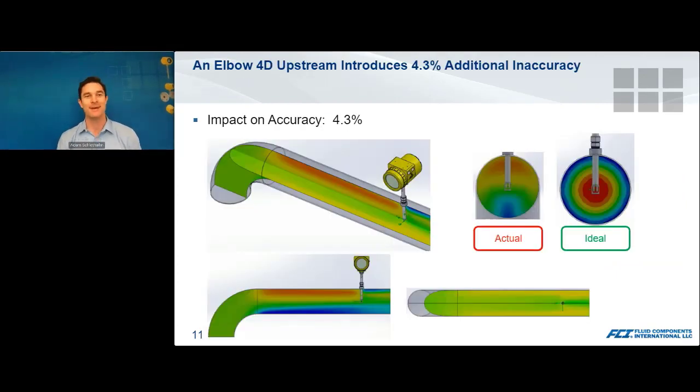So going back to CFD, a very common scenario here, we have a 90-degree in-plane elbow, 4 diameters upstream of our instrument. And what you see there is that has an added inaccuracy of 4.3%. Now, if you installed the meter with an elbow 2 diameters downstream, it wouldn't be quite as bad. It'd still be about 1.2% additional inaccuracy. But the point here being that an elbow upstream or an elbow even downstream, both can have an adverse impact on the accuracy of your measurement.